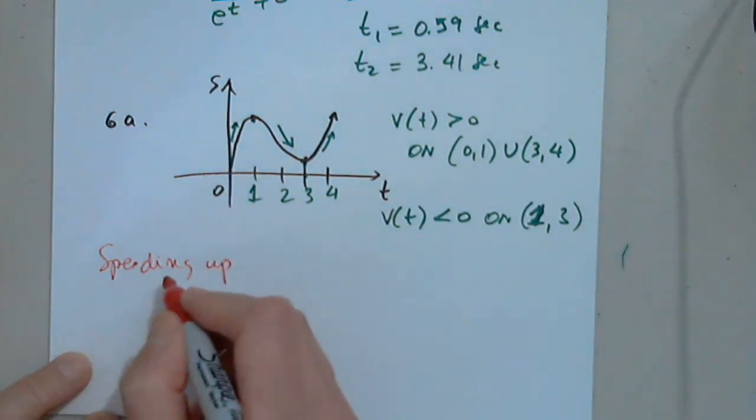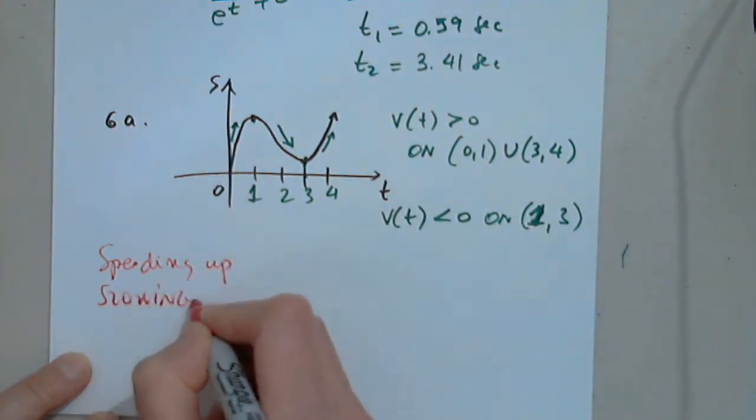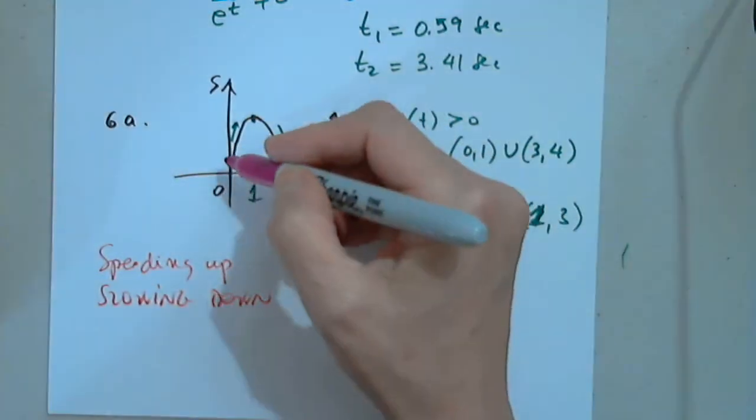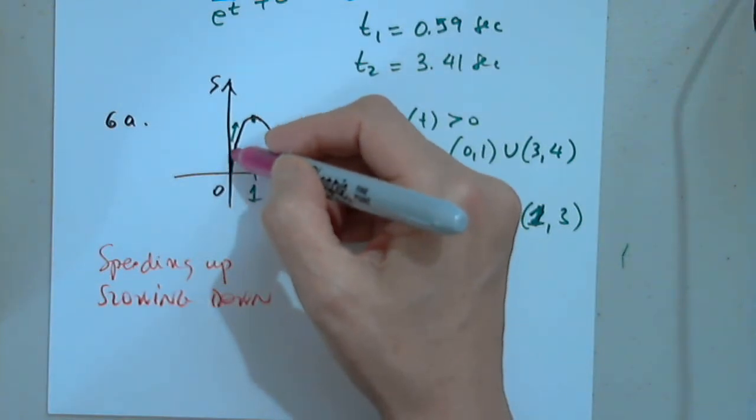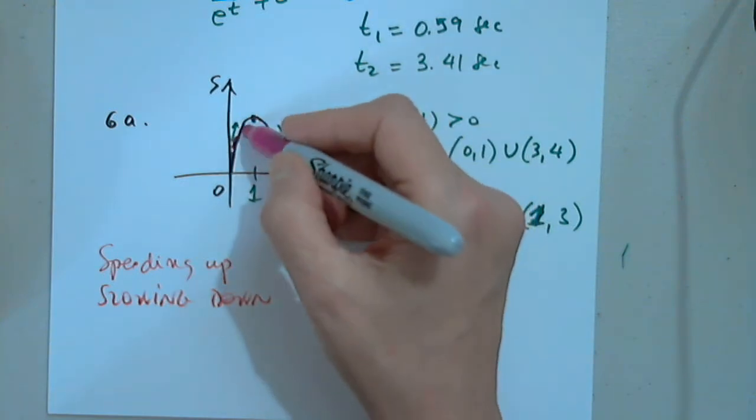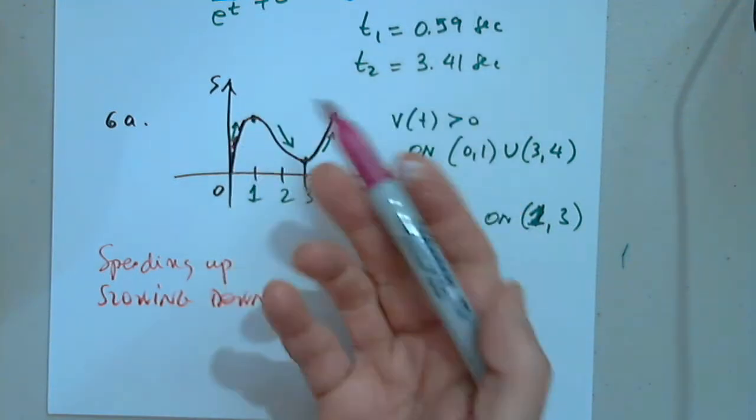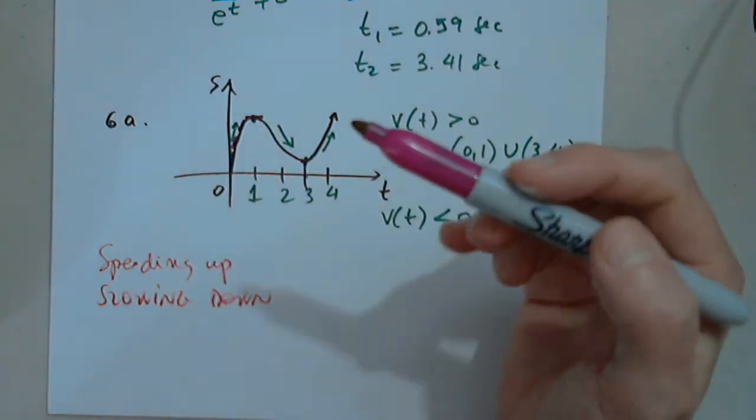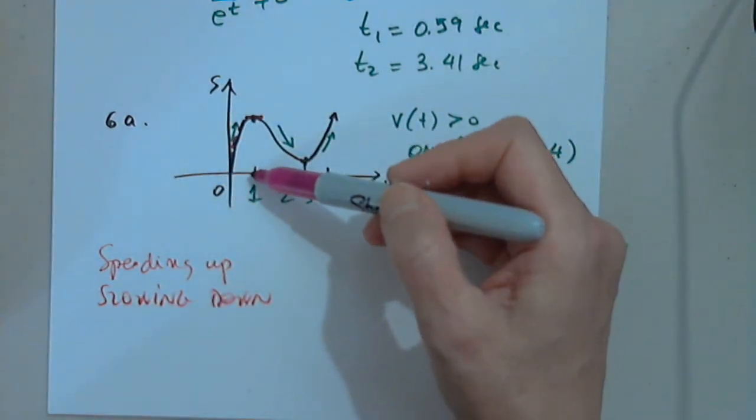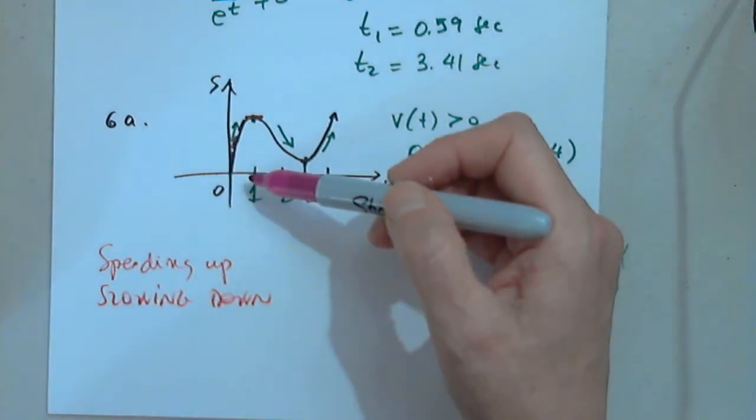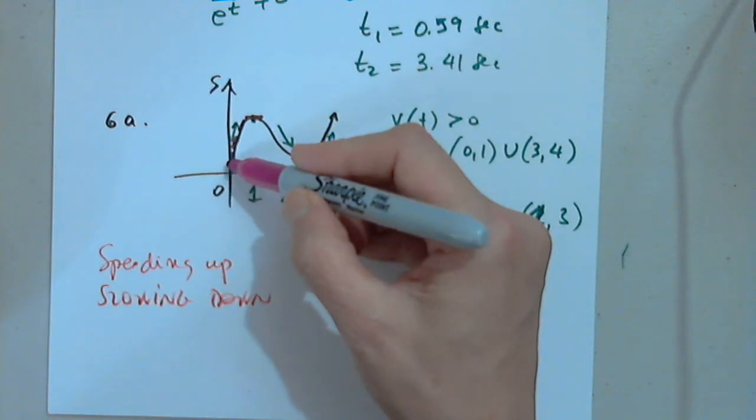Speeding up, slowing down. So let's analyze what happens here. It starts with this velocity, and then still positive, and then this velocity, right? Because it's the slope of the tangent line. And then this velocity. What can you say between 0 and 1? Is it speeding up or is it slowing down? It would be speeding up.